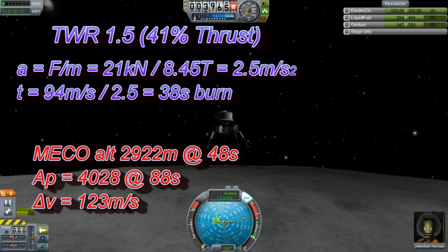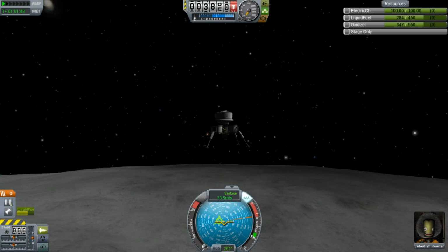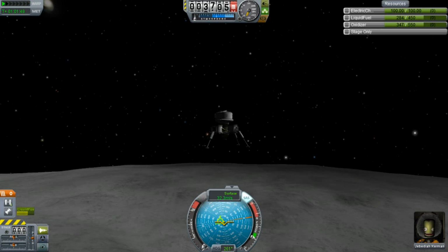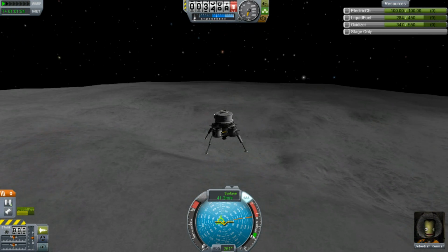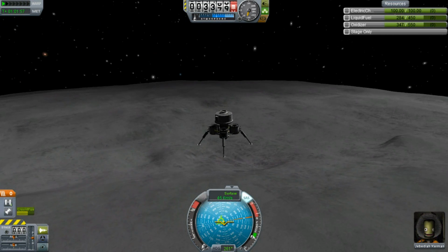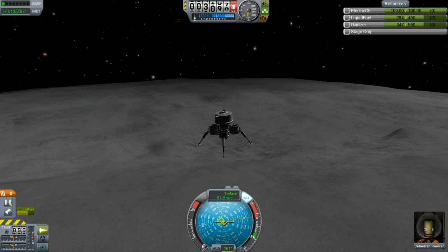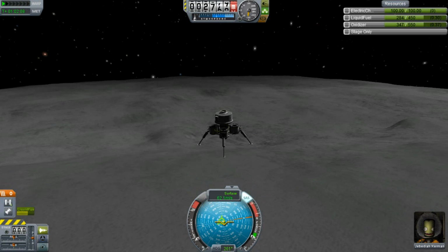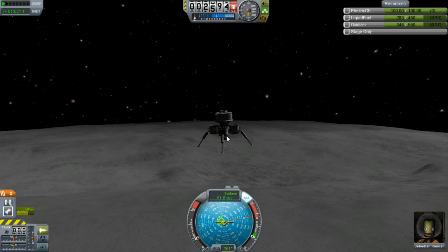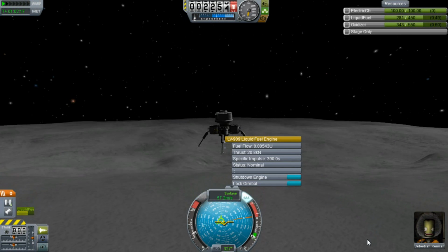Now since it works both ways, on the way back down we should be able to start burning at 41% at an altitude of about 2,900 meters and safely bring ourselves back to a stop at our starting altitude. It's not actually going to work that way though, because what have we done since we left? Yeah, we burned a bunch of fuel, so now our spacecraft is lighter, so it's going to accelerate faster with that same 41% thrust.